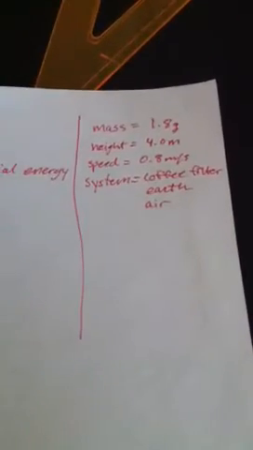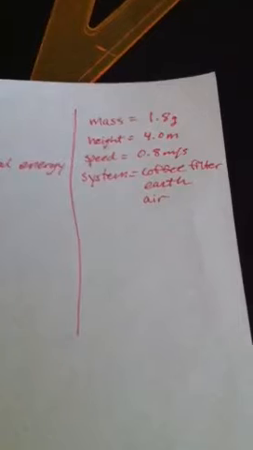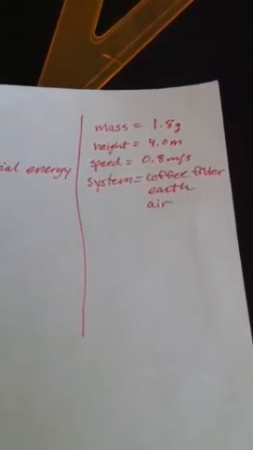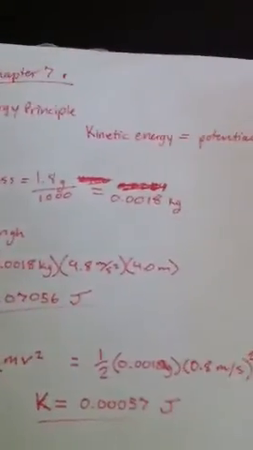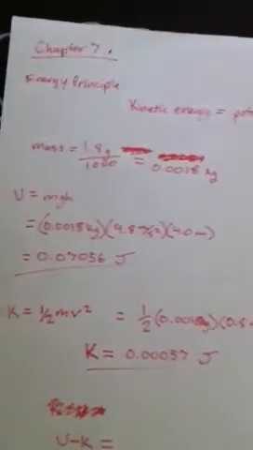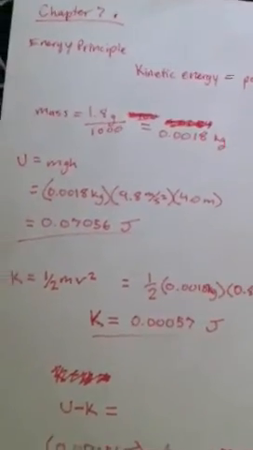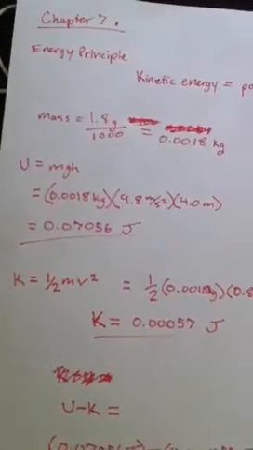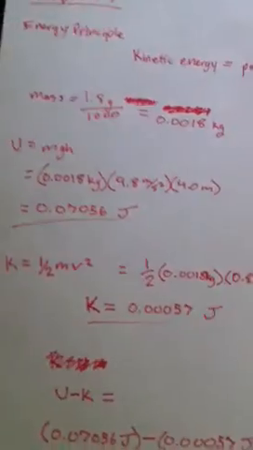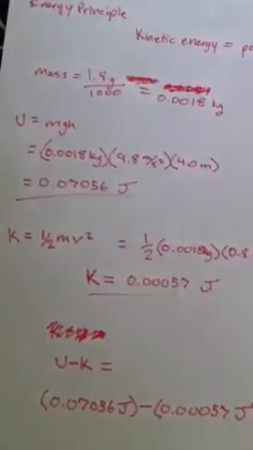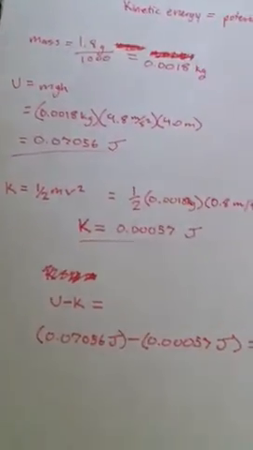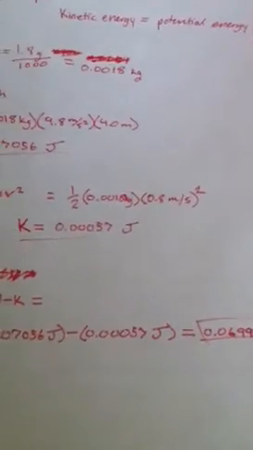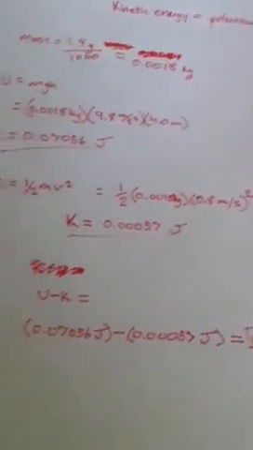Now I wrote all my variables there: mass 1.8, height 4 meters, speed 0.8 meters per second, and the system. And there I have everything. I switch my mass from grams to kilograms right there, and my potential is mass times gravity times height. So I do all that and get 0.07056 joules, and kinetic is 1/2 mass times velocity squared. We plug it in and we get 0.00057 joules.